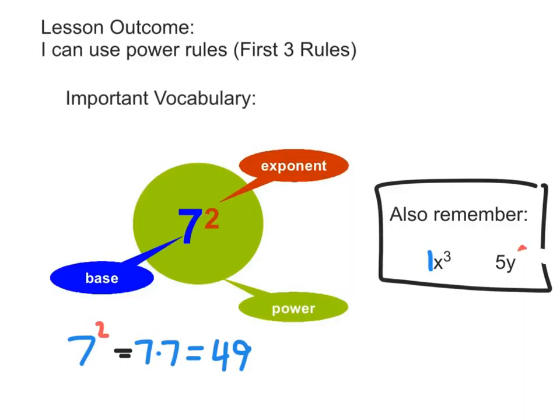Do you know that 5, the coefficient, the number right here, also has an exponent of 1? That's something to keep in mind. What 5y technically means is 5 to the first power times y to the first power. That'll be handy as we move along in this unit.